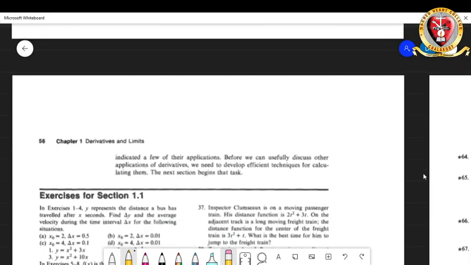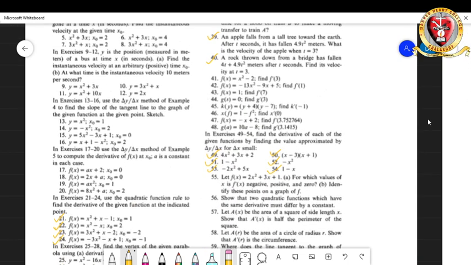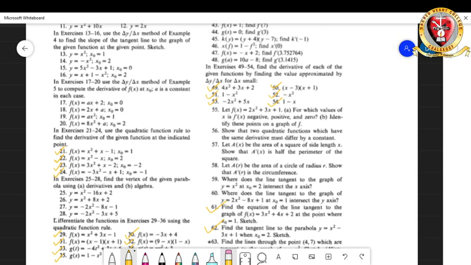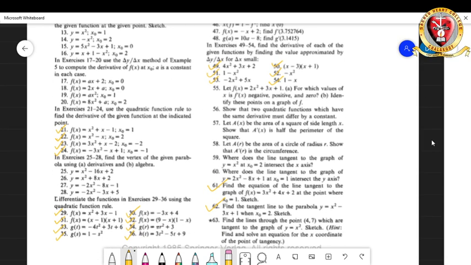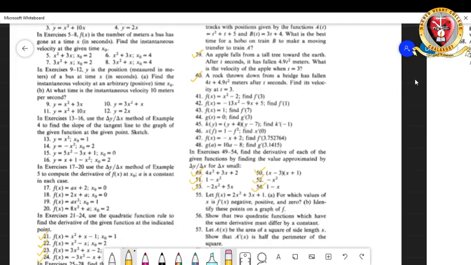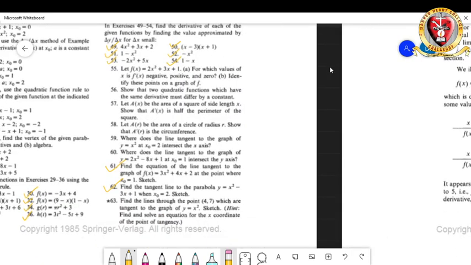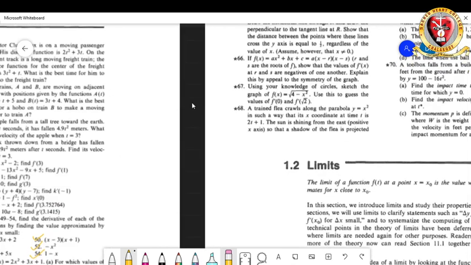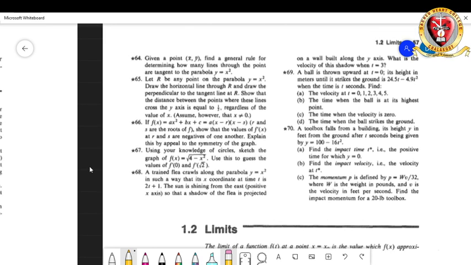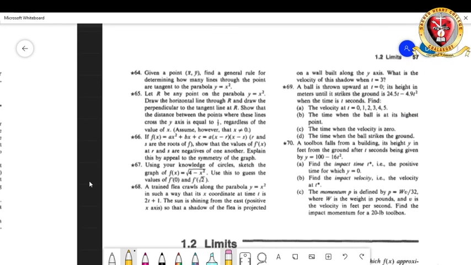Next is the exercise section, and I am just giving you a glimpse of which exercises you should work on. I will just mention the numbers: 21, 22, 23, 24, 29, 30, 31, 32, 33, 34, 35, 36. Then you have to do 39, 40, 49, 50, 51, 52, 53, 54, and 61, 62. You can try out more questions given in the exercise section. And in the next video lecture, we will be moving on to section 1.2, which is the section on limits.